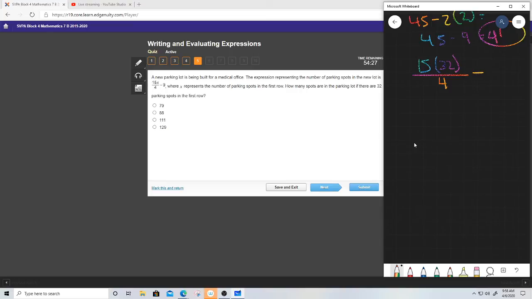Divide by 4. Subtract 9 equals, I guess S sub T. I don't know where to put that. Alright, once again, what do I see right here? So let's go 15 times 8 minus 9. 120 minus 9 equals 111.